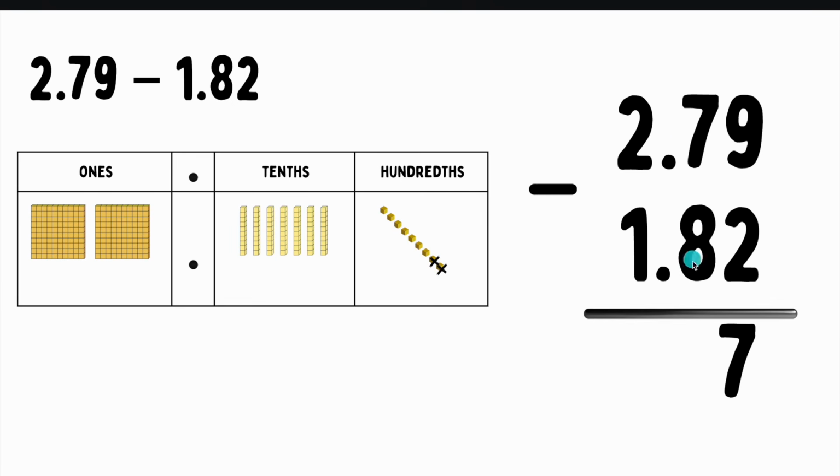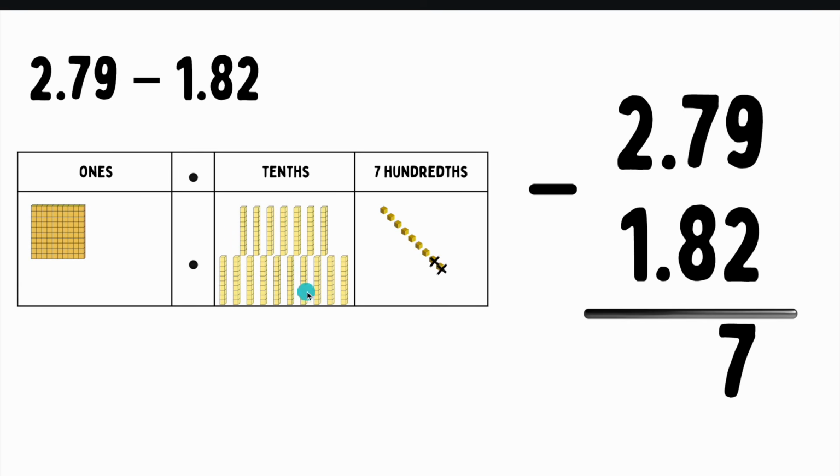Now let's subtract the digits in the tenths place. We have 7 tenths minus 8 tenths. We notice that we don't have enough to subtract 8 tenths. Let's regroup a whole, a 1, into tenths. We know that this whole is made out of 10 tenths. Let's regroup a 1 into 10 tenths.